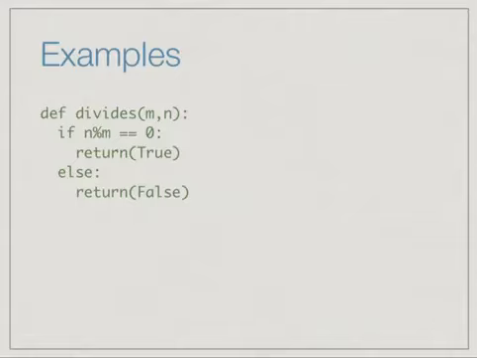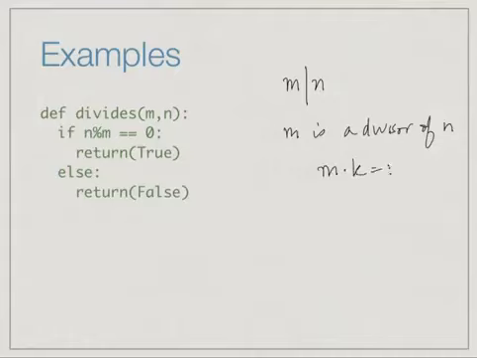So let's look at an example of how we would use Boolean values. Let's get back to the divides example. In mathematics, we write m divides n to say that m is a divisor of n. So this means that m times k is equal to n for some k. So m divides n if the remainder of n divided by m is 0. If so, you return true, else you return false. This is a very simple function. It takes two arguments and checks if the first argument divides the second argument.